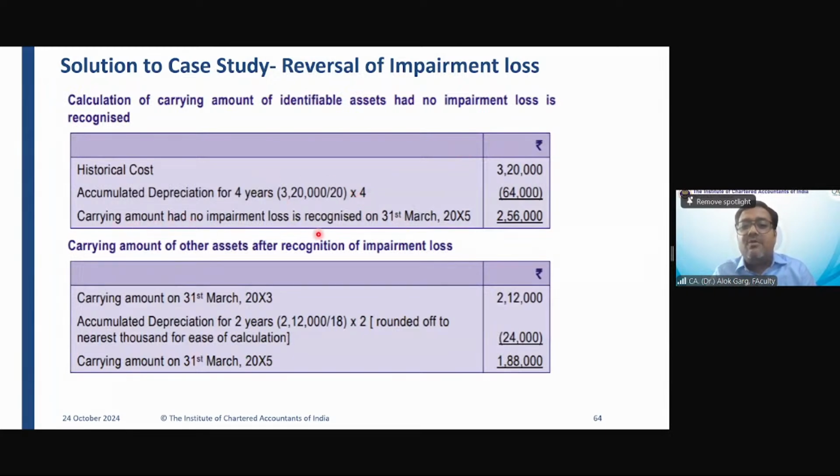3,20,000 original cost minus depreciation equivalent to 4 years. 320 minus 320 divided by 20 multiplied by 4. तो कितना होगा? 320 minus 64,000, 4 साल का depreciation. So carrying amount had no impairment losses recognized on 31st March 2005. ये आपका कैरिंग अमाउंट निकल कर आया अगर कभी इंपेयरमेंट लॉस रिकॉग्नाइज नहीं होता तो। रिकवरेबल अमाउंट कितना है?